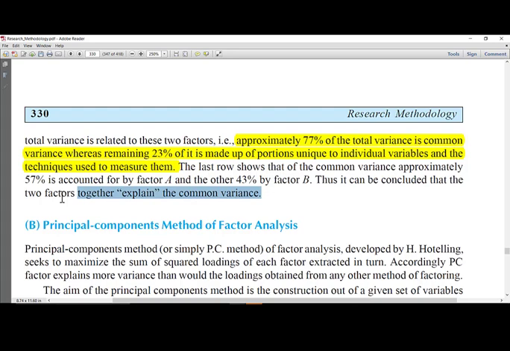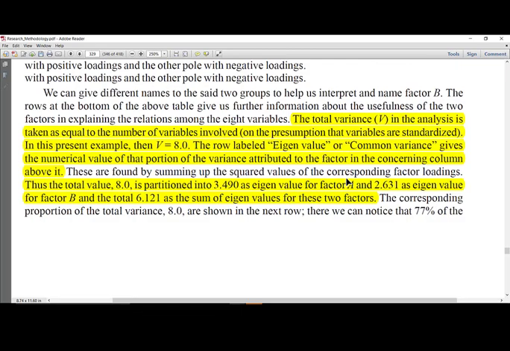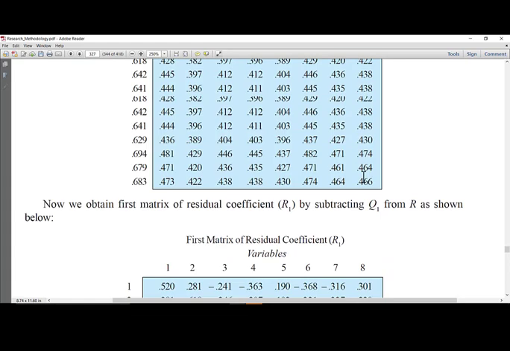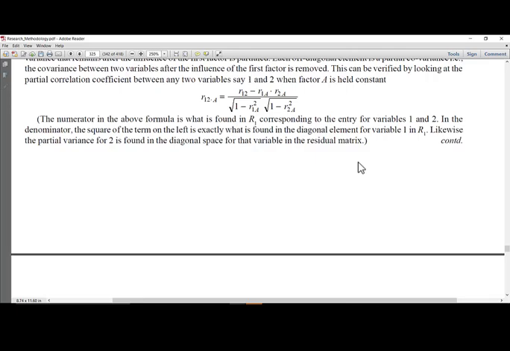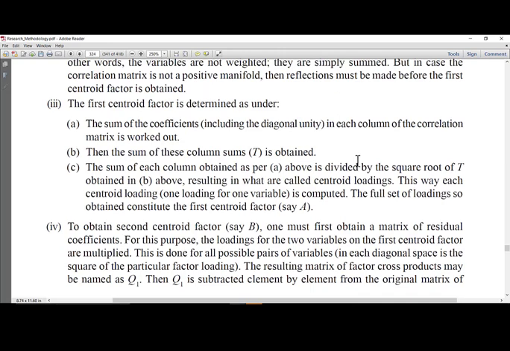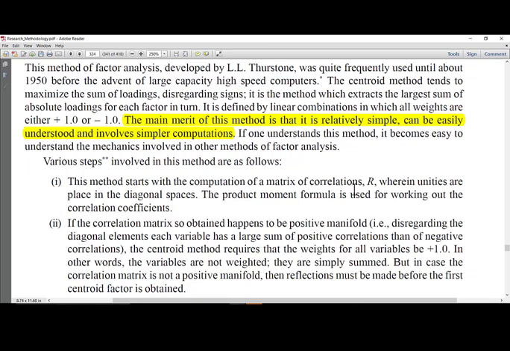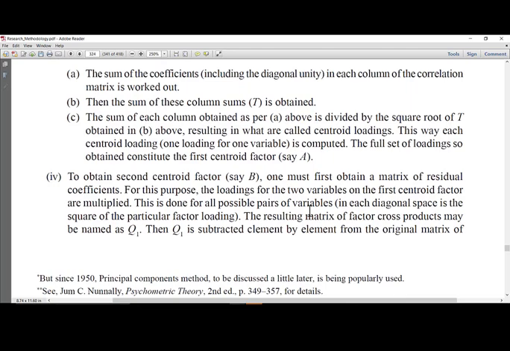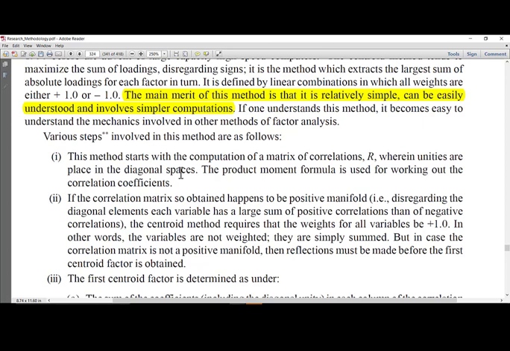So, after explaining you how this illustration 1 and illustration 2 are described, now if I show you the steps, then you will understand more easily. Because you are supposed to read the steps first and then try to understand the illustration. But what I have done is, the illustration I have explained first, and now just to tally whatever we have discussed with the steps given, I am now going to show you those.